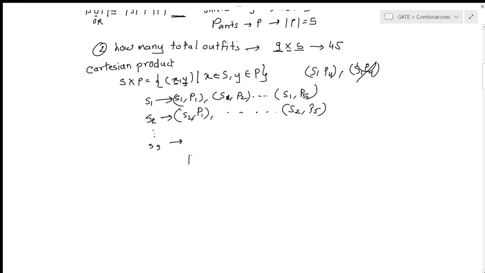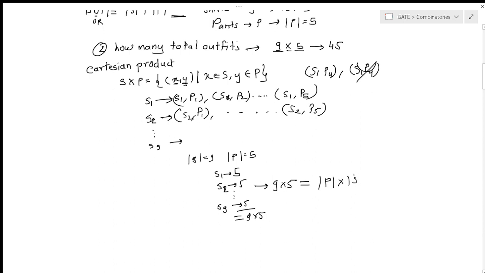I had 9 shirts. Okay, the cardinality of S was 9 and the cardinality of pants was 5. So what I told, I had 5 choices for shirt 1, again 5 for shirt 2, and so on, again 5 choices for shirt 9. So if I do addition for all of them, the answer would be 9 into 5, and that's what our multiplication principle is. This is equal to cardinality of P into cardinality of S. Okay, right? So this is in terms of sets.